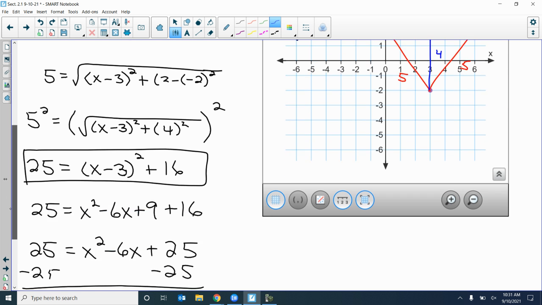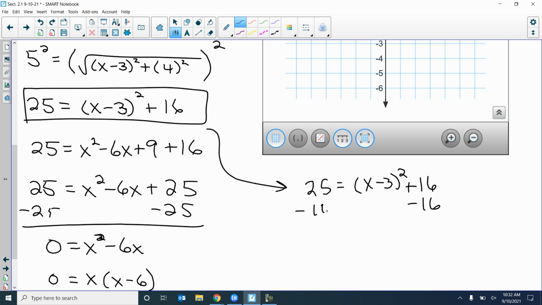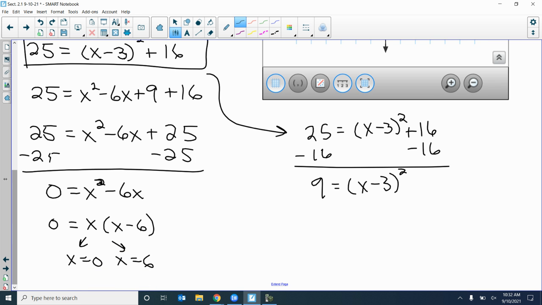All right, let me just show you real quick what Matthew's talking about because it really doesn't matter. 25 equals X minus 3 squared plus 16. He said subtract 16, and I get 9 equals X minus 3 squared. Well, this goes back to your completing the square, how we did that. What would you do now? You got something squared. Take the what?